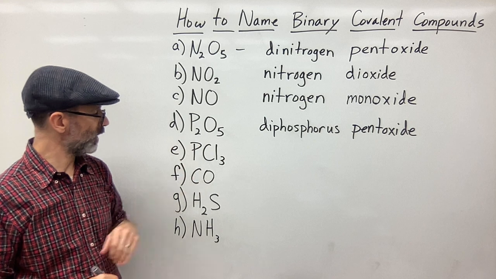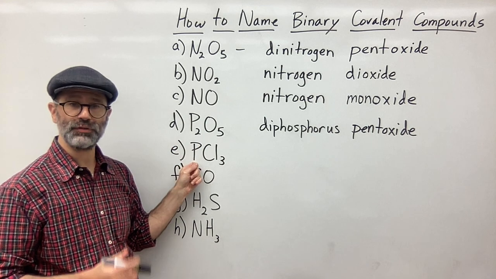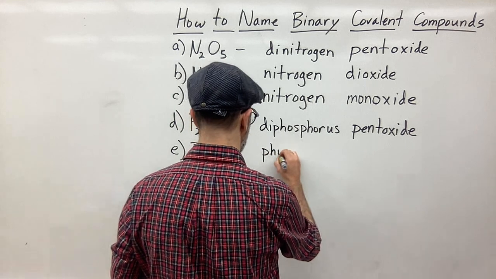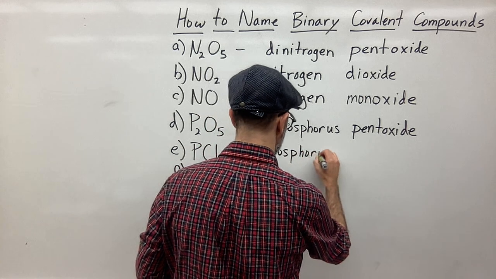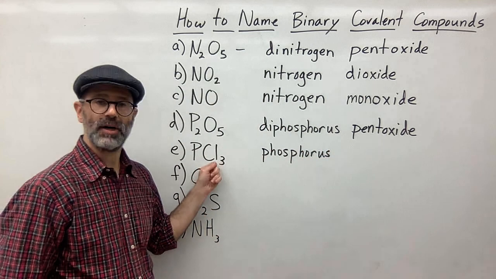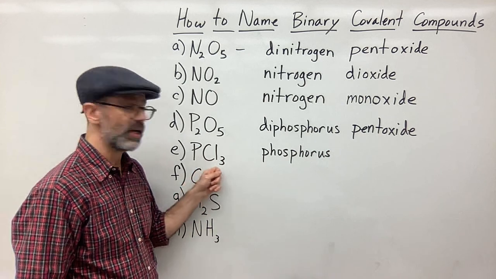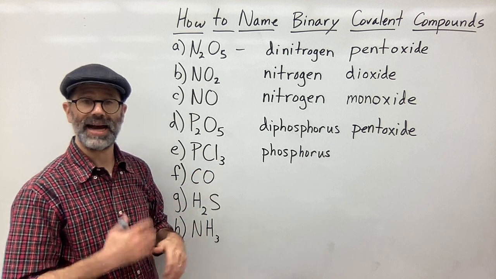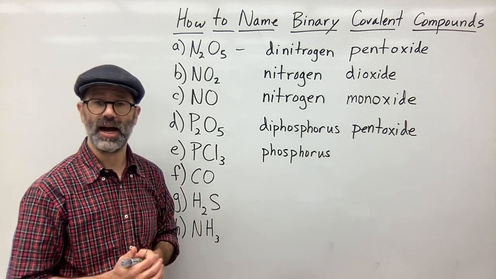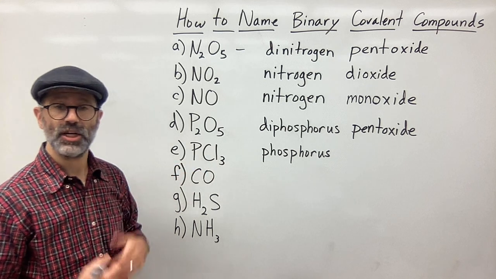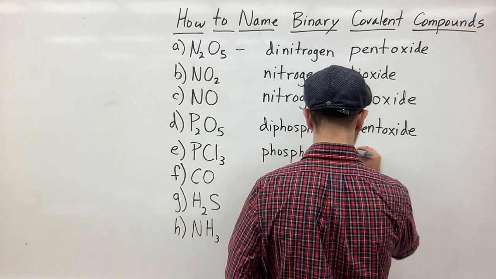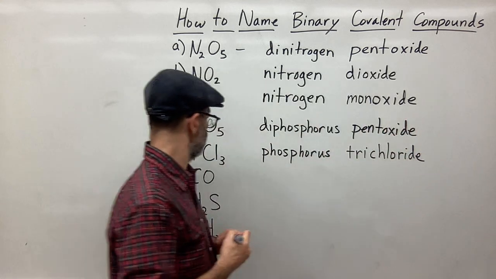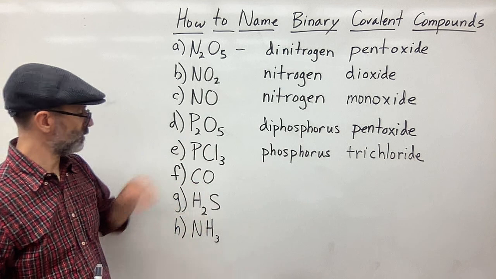Next, we have PCl3. So here we have only 1 phosphorus, so we're not going to use the prefix mono. It's just phosphorus. And we have 3 chlorines. So 3, the Greek prefix for 3 is tri. So chlorine, we're going to drop the ending and add IDE, so it's chloride. Again, just like the ionic compounds, but we're going to use the Greek prefix tri. So trichloride. So phosphorus trichloride is the name of this substance.